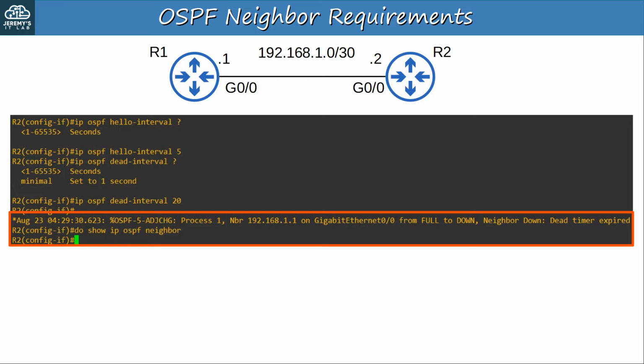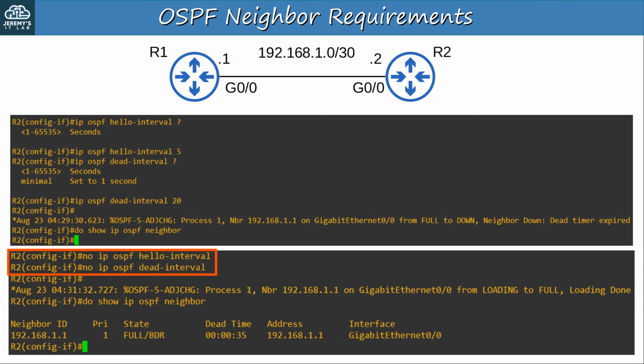Note that I changed both values, the hello timer and the dead timer, but even if you only change one, the neighbor will still go down. So let's fix this. I used no ip ospf hello-interval and no ip ospf dead-interval to return the timers to their default values.